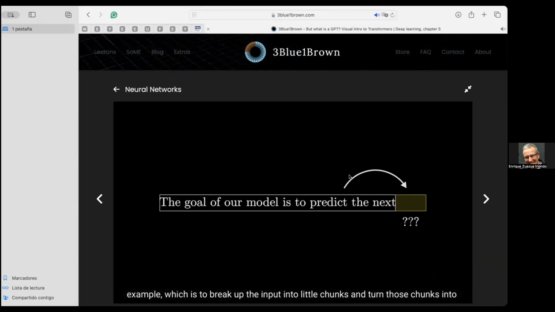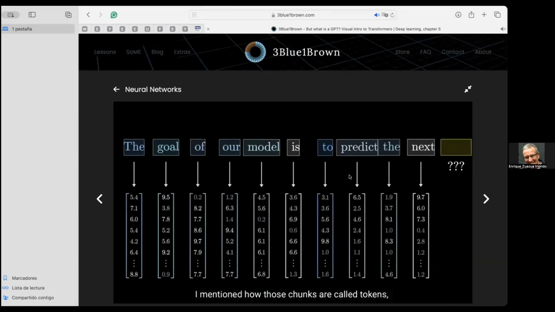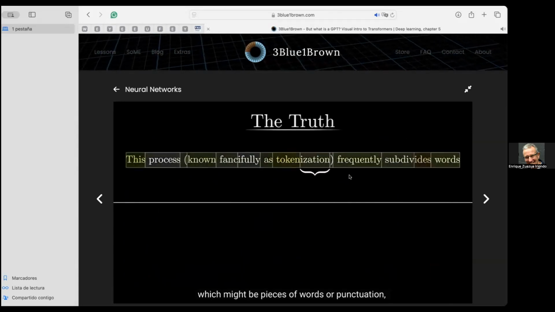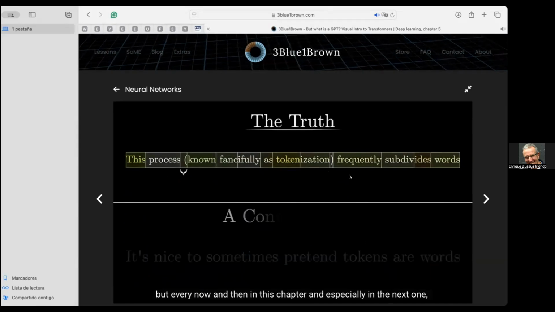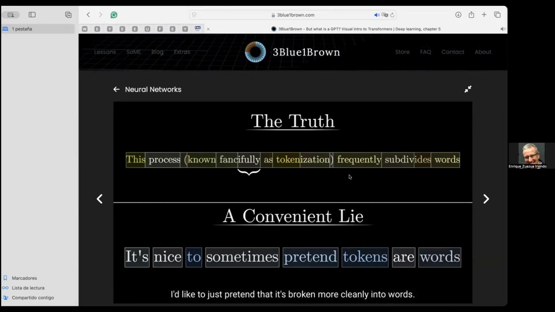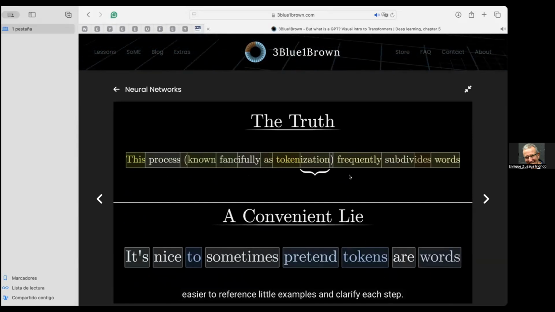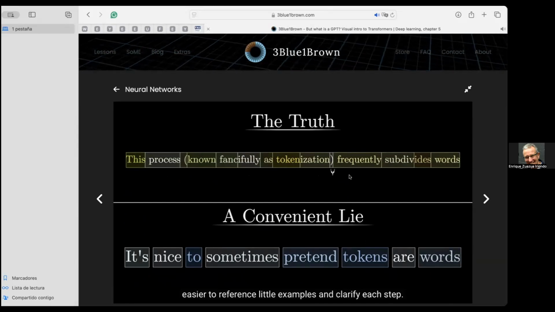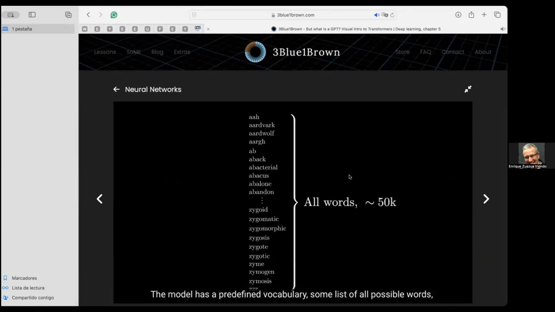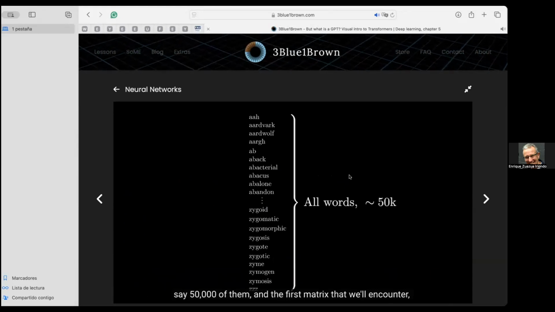With all of that as foundation, let's dig into the first step of this text processing example, which is to break up the input into little chunks and turn those chunks into vectors. I mentioned how those chunks are called tokens, which might be pieces of words or punctuation. But every now and then in this chapter, and especially in the next one, I'd like to just pretend that it's broken more cleanly into words. Because we humans think in words, this will just make it much easier to reference little examples and clarify each step. The model has a predefined vocabulary, some list of all possible words, say 50,000 of them.